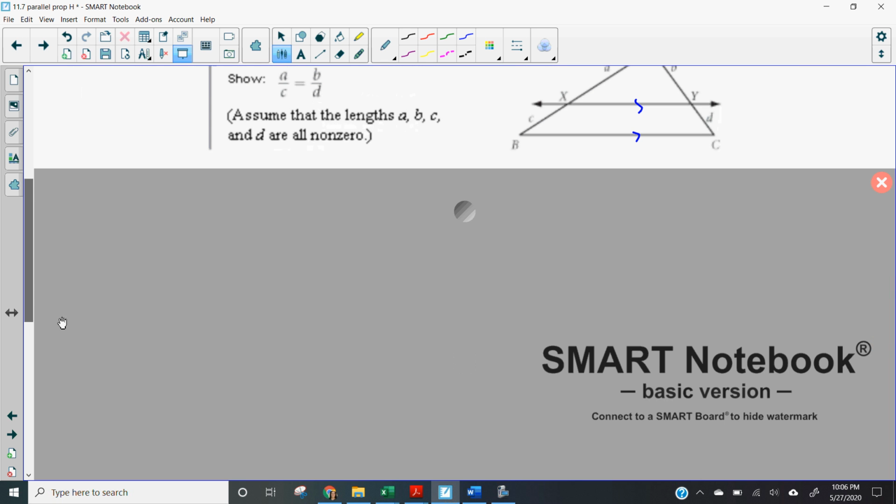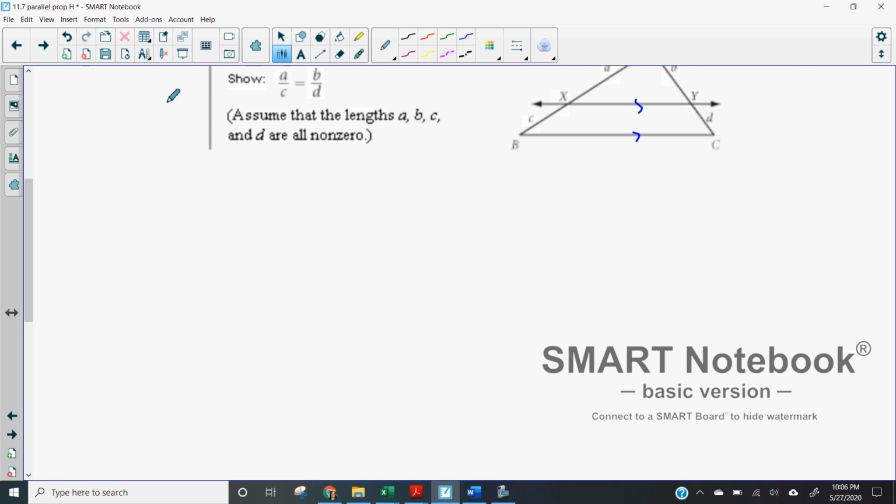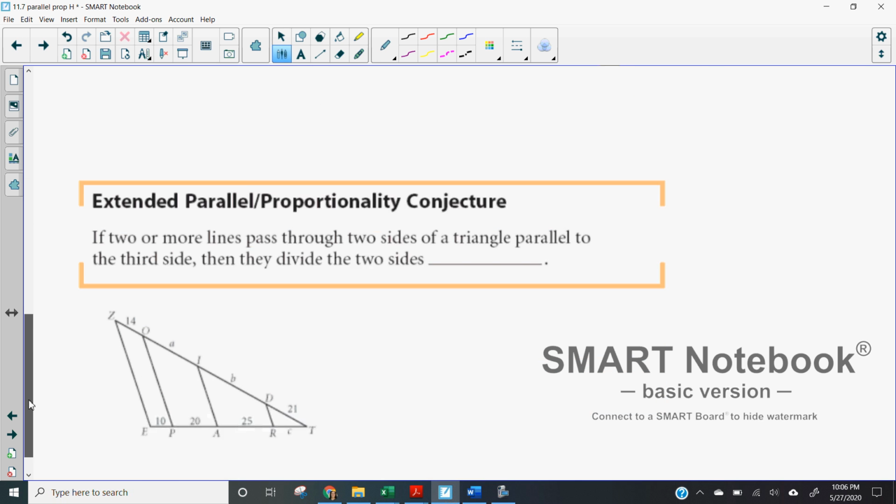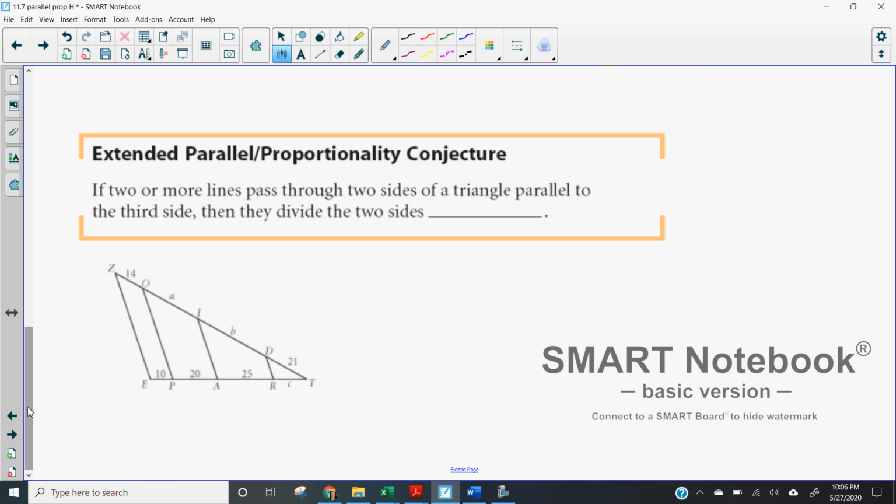And then the only other thing really for this section, it's a pretty quick lesson. We'll do a couple practice problems together. You can just extend this conjecture, so it doesn't have to just be a single line. It says if two or more lines pass through, so if you had something like this, it divides those sides. So all of those pieces are proportional.